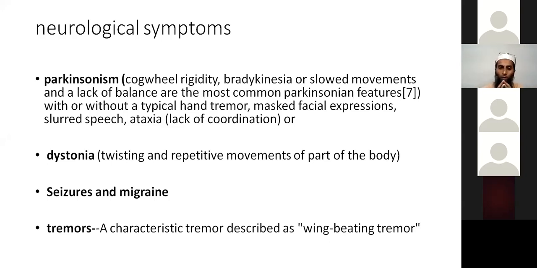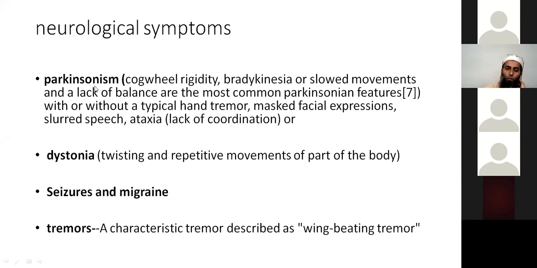Tremors can be of different types. Tremors may be present, may not be present, right? And they have the classical Parkinson's features, which include facial expression, soft speech, and they may have ataxia or lack of coordination. Ataxia and lack of coordination is not a feature of Parkinsonism. It is a separate feature, right?